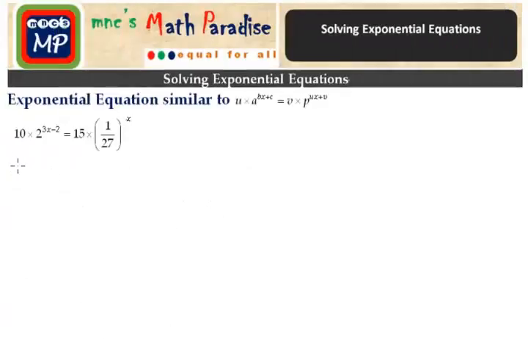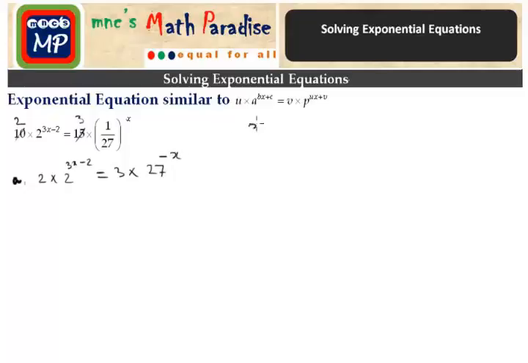Okay, now we will do the second example of the previous slide. Here both the left hand side and the right hand side have an exponential term. First we can cancel this 10 and 15. That means if we take 5 common and cancel them, then we get 2 here and 3 here. So it will be 2 times 2 to the power 3x minus 2 equals 3 times, here 1 by 27 to the power x, which we can write as 27 to the power minus x.